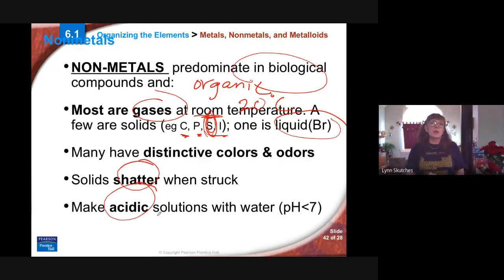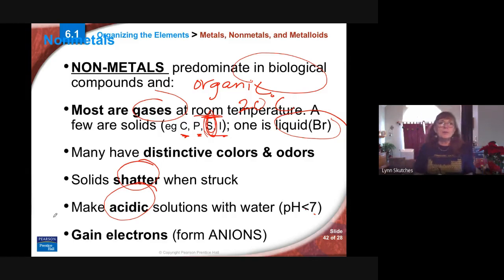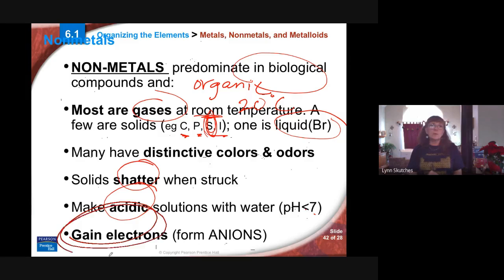Also, instead of alkaline, they make acidic solutions. Their pHs are less than 7. And again, the biggest, most important thing for our purposes, talking about chemical reactions, is they will gain electrons. They form anions. An is a prefix that means like negative, anti. So if you get more electrons, you become more negative. Anions are negative, cations are positive.